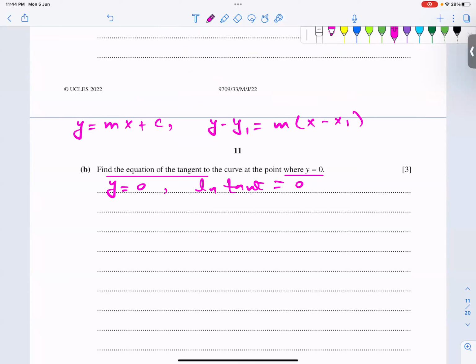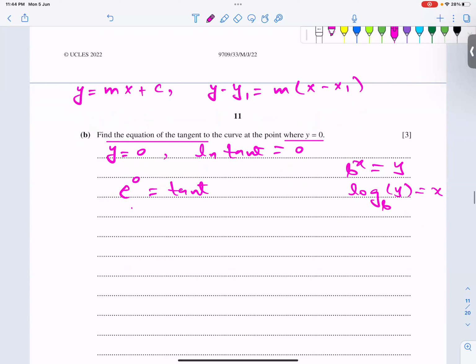Now ln of tangent of t is 0. This is the logarithmic form. Now apply the exponential form. Exponential form will be e to the power 0 is equal to tangent of t. Like if b to the x is equal to y, then log base b of y is equal to x. Now e to the power 0 is 1, equal to tangent of t. Now just take the inverse. Inverse tangent of 1 is equal to t. So t will be pi by 4 or 45 degrees.